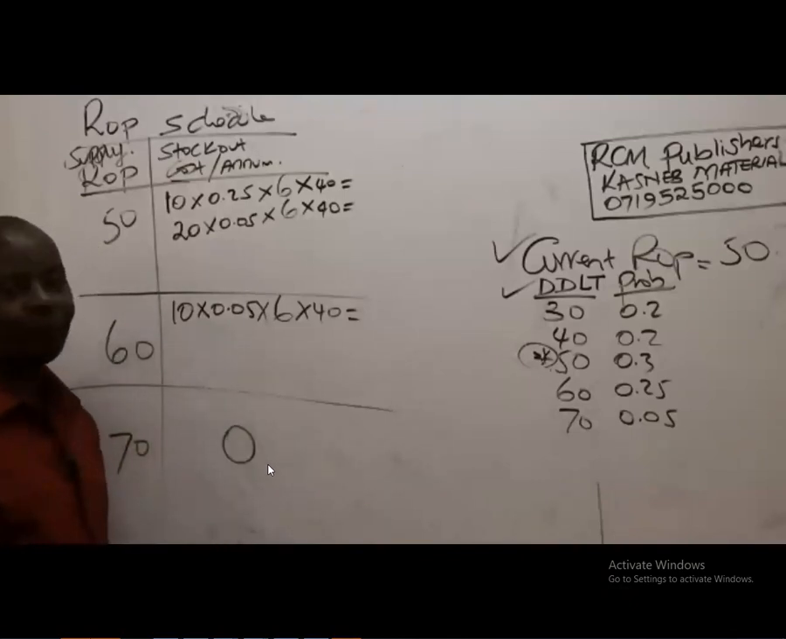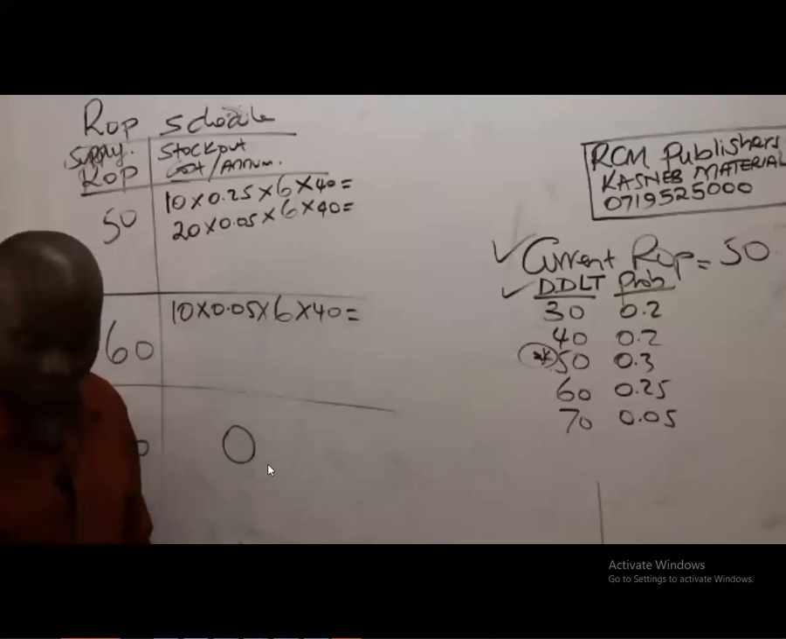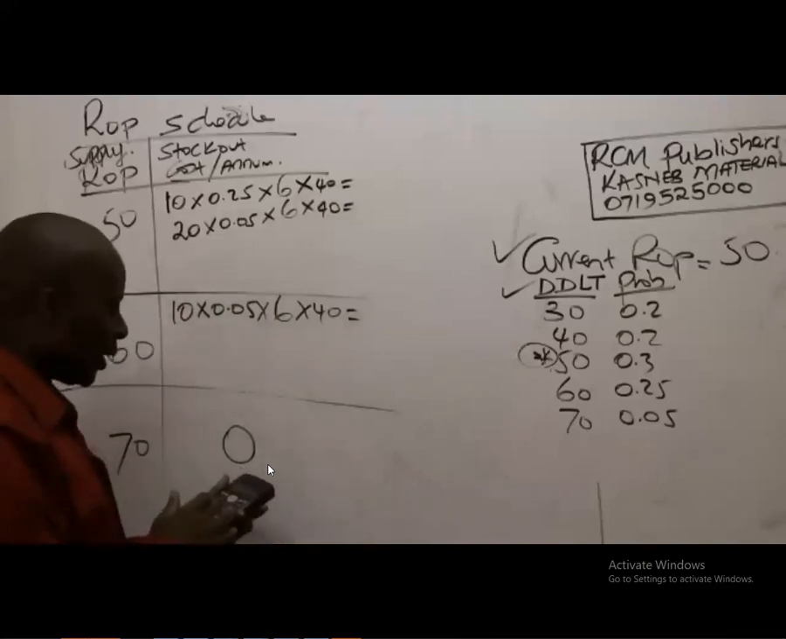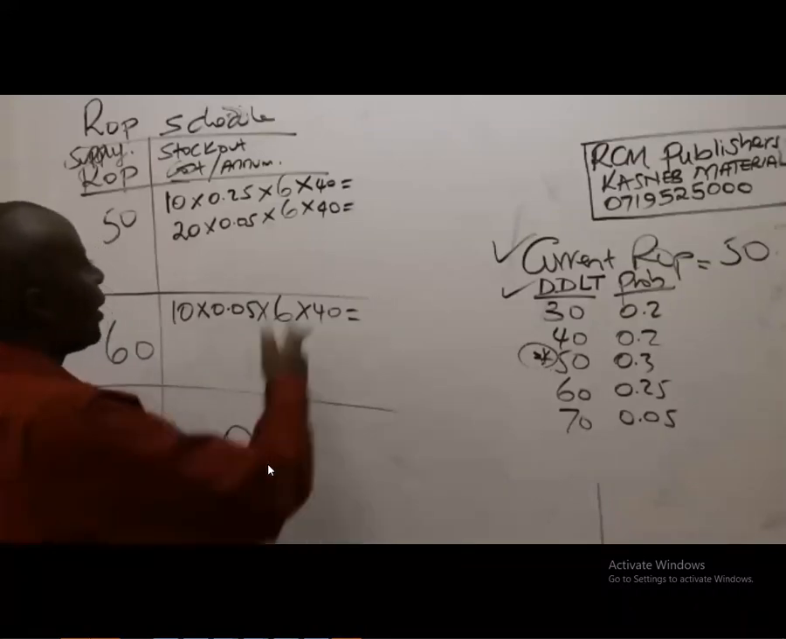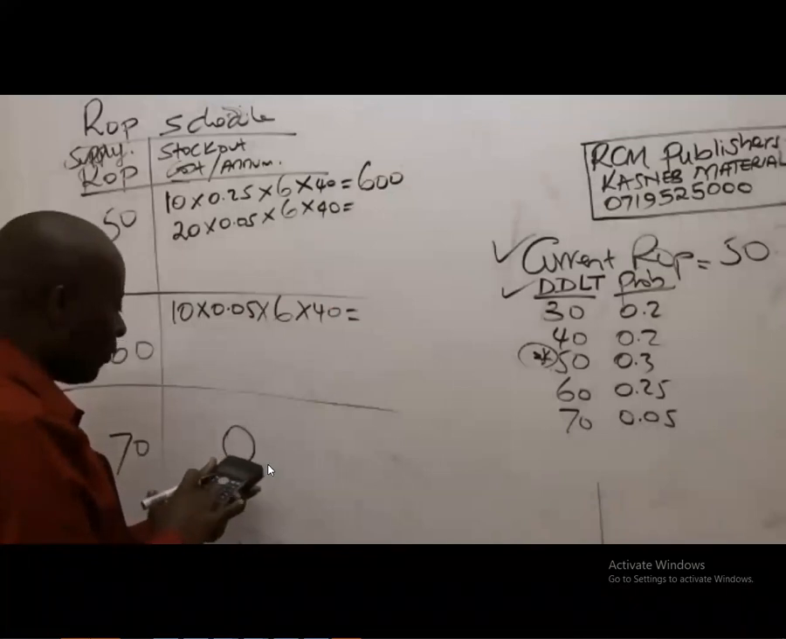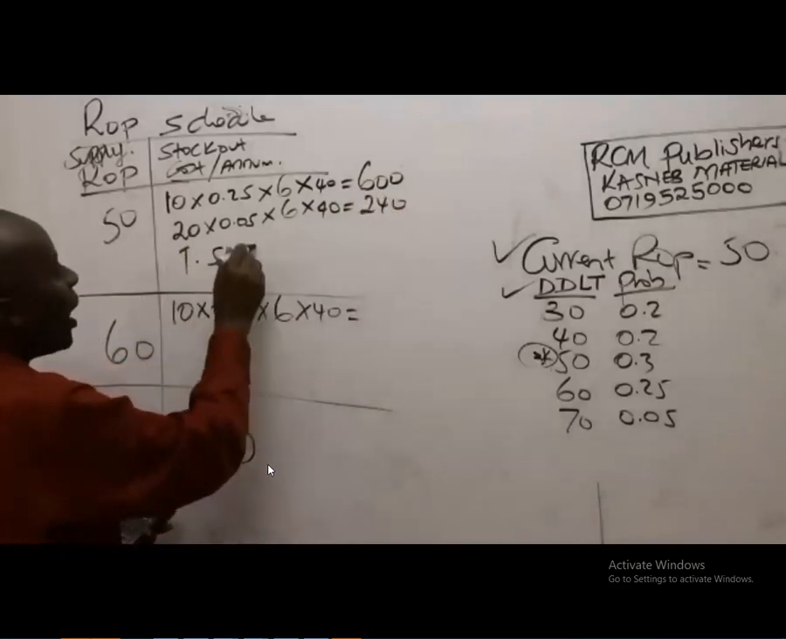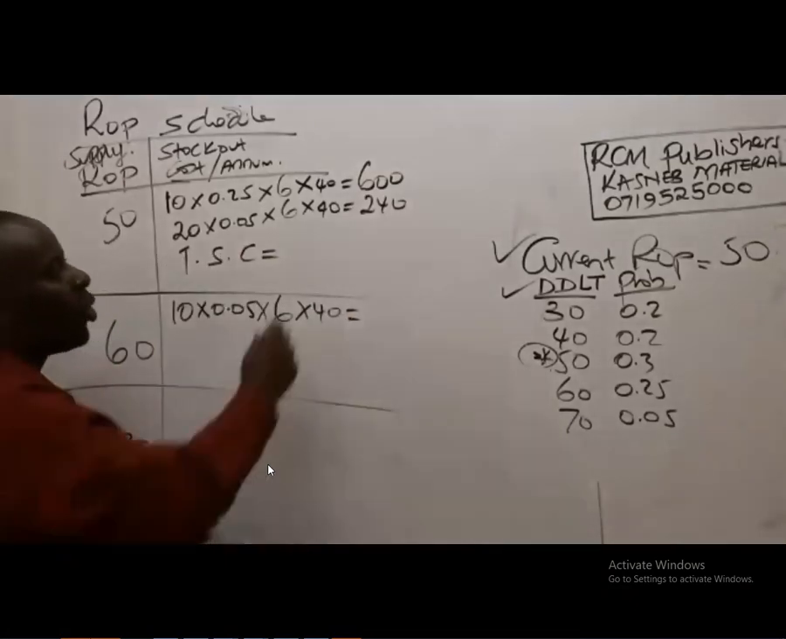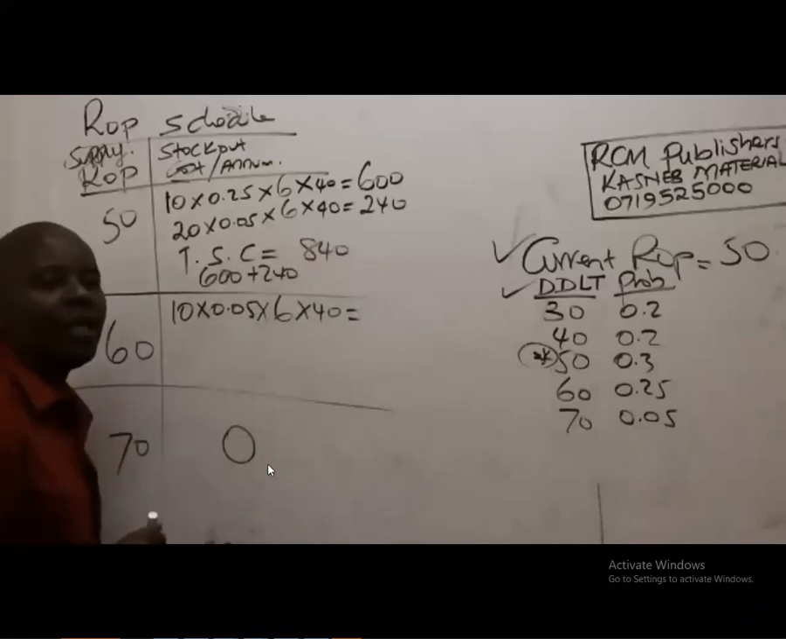It will be zero. So ladies and gentlemen, what I need to do now is determine these figures using my calculator. It will be 10 times 0.25 times 6 times 40, which gives us 600. Then we have 20 times 0.05 times 6 times 40, which gives us 240. And if that is the case, then our total stock out cost will be 600 plus 240, which gives us 840.